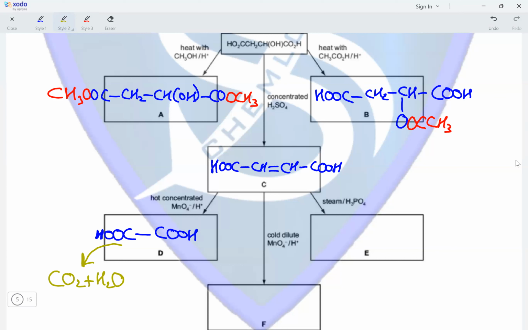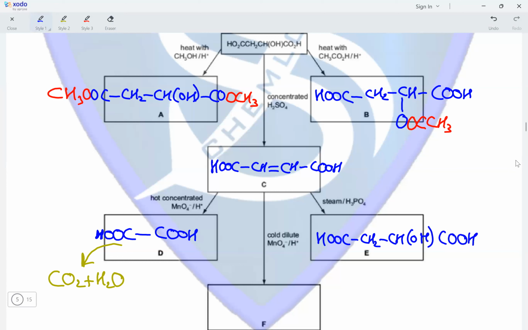Now, when product C reacts with steam and H3PO4, this is the formation of an alcohol. So the OH group would be added to one of the carbon atoms having a double bond and the hydrogen atom on the other, producing malic acid again. So the product is HOOC CH2 CHOH and then COOH.